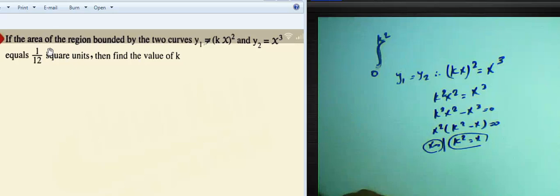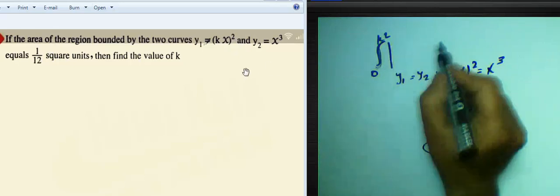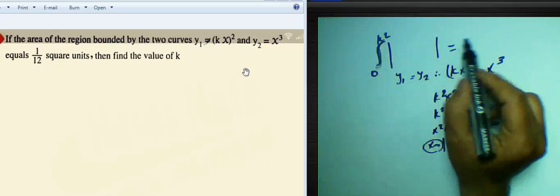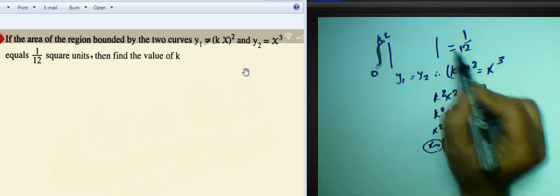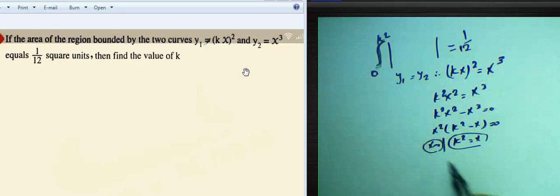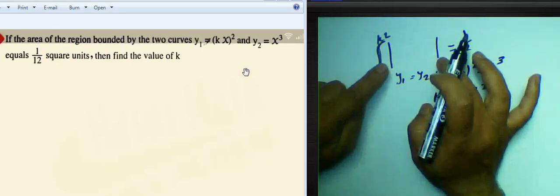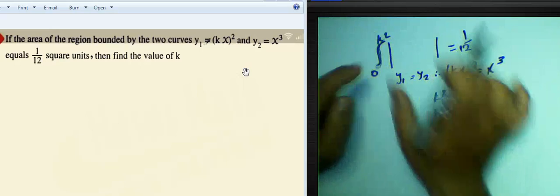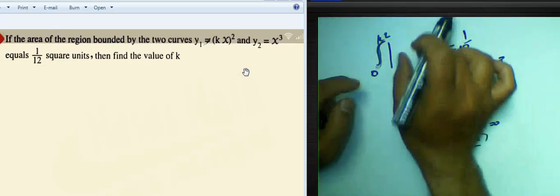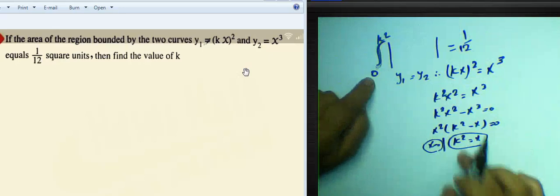It's integration. And I don't know which is up and which is down. We have x² and y equals x³. We can write the absolute value here. And the area will be 1 over 12. He gives us the result. You don't know which is top and which is bottom, so you must write the norm, magnitude, absolute value, of the result of the area from 0 to k².